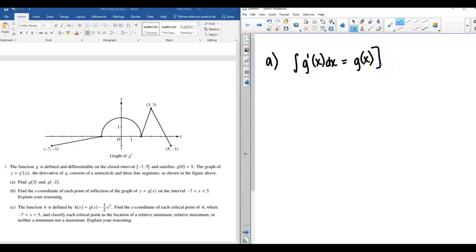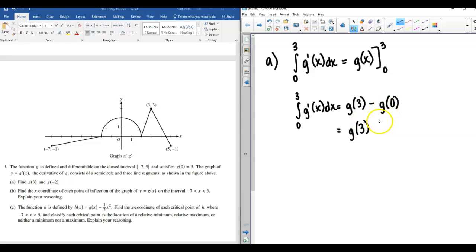So the problem tells us that g of 0 equals 5. So we want to go from 0 to 3. When I integrate g prime, I get g, and I'll evaluate that from 0 to 3. So the integral from 0 to 3 of g prime of x dx equals g of 3 minus g of 0. I do not know g of 3, that's what I'm trying to find, but I do know that g of 0 is 5.